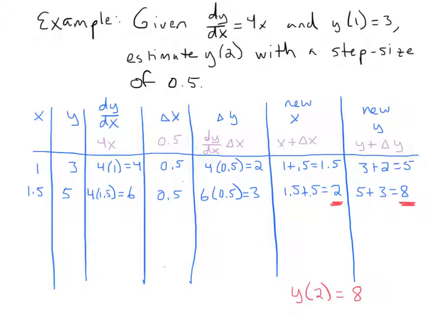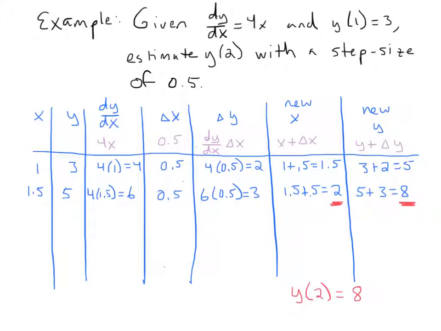So this is a good point to remind yourself, what x are you trying to get to? And we're trying to approximate the function at x equals 2, because that's what they told us. So I need to go one more step, because right now I'm only at 1.5. So I come over here, and now my x is 1.5, because that's my new x, and then my new y is 5, so I put 5 down here, and I go through this process again.